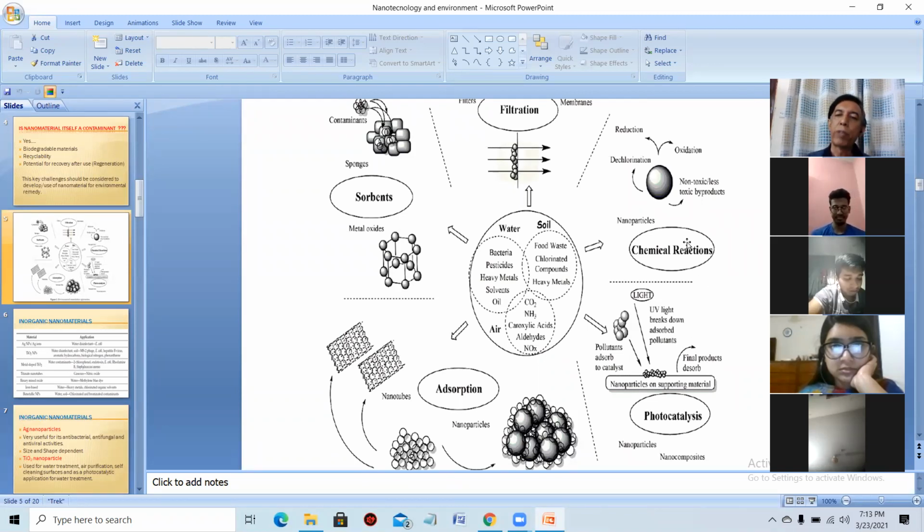So by means of chemical reaction, the pollutants or contaminants are either reduced or oxidized by nanoparticles, or they can be filtrated by a nanopore, a material which has a nanopore. So by all these ways, using nanoparticles, we can separate, or we can degrade the pollutant or contaminant from the environment.